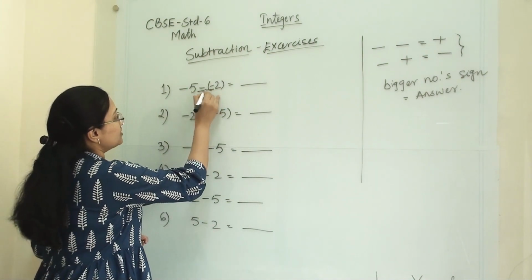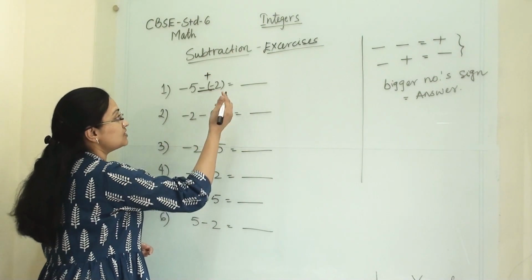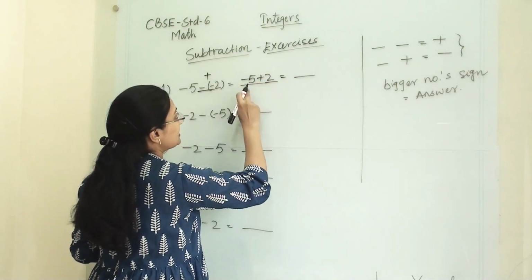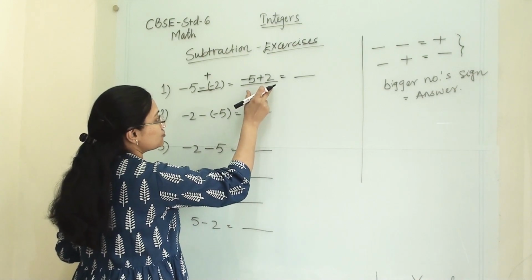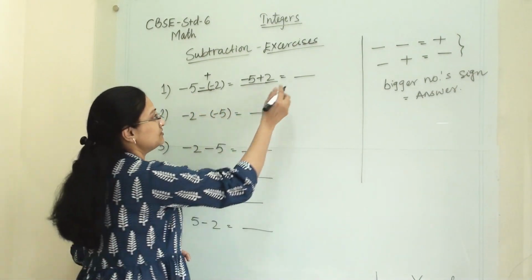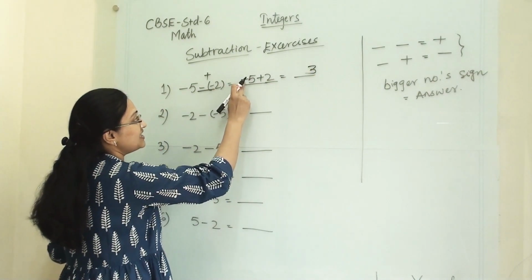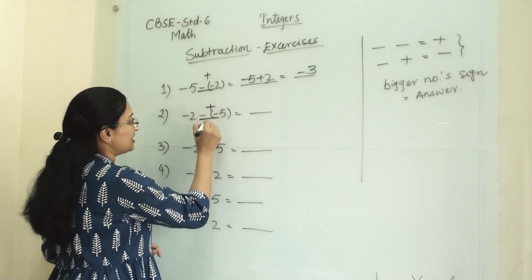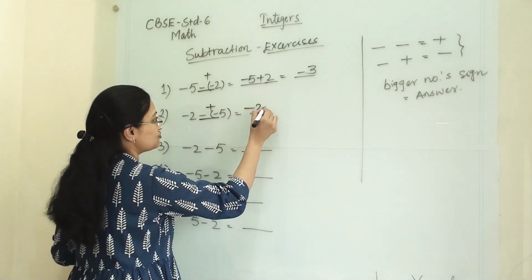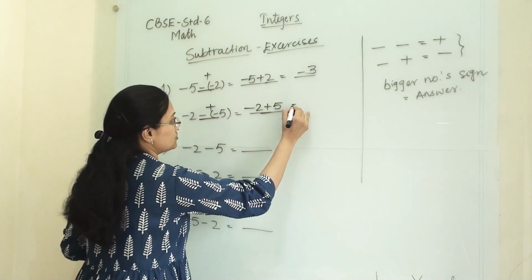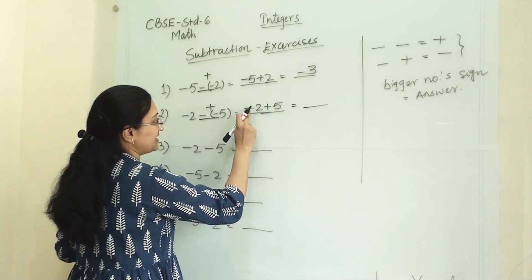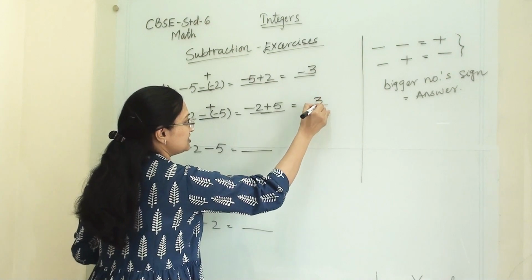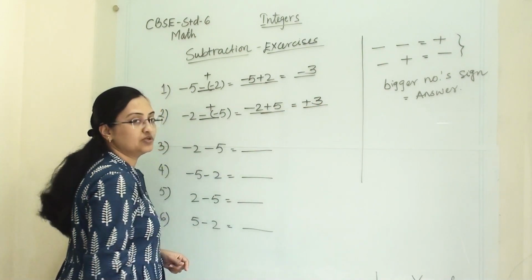So here, this minus minus will become plus. So our sum is minus 5 plus 2. So the answer is minus plus will become minus. So here we have to do subtraction. So the answer is 3 and it will carry bigger number's sign. Here again minus minus will become plus. So our sum will be minus 2 plus 5. So here we are doing subtraction, minus plus minus. So here we are doing subtraction, so it will come 3 but it will carry bigger number's sign. So it will become plus 3.